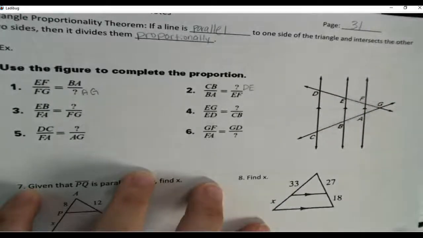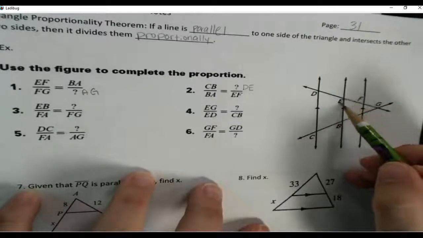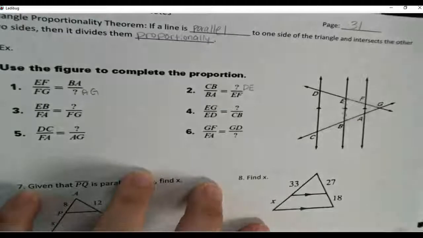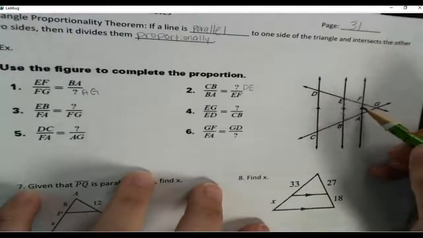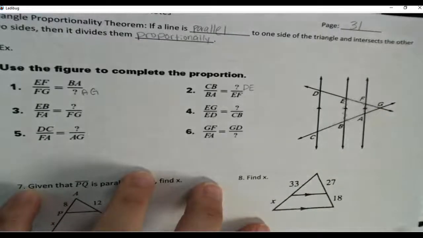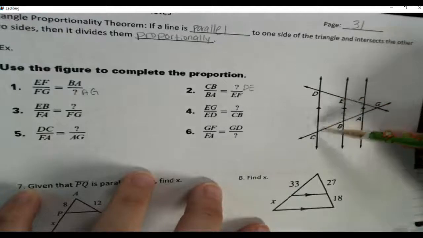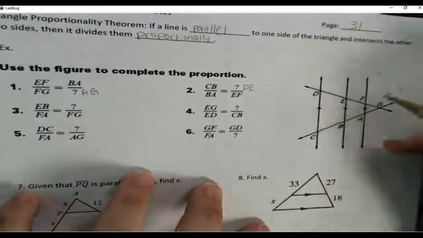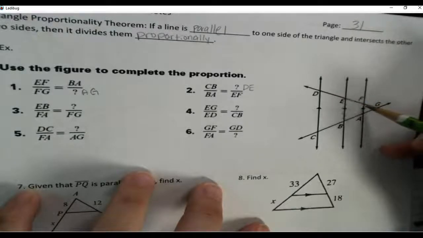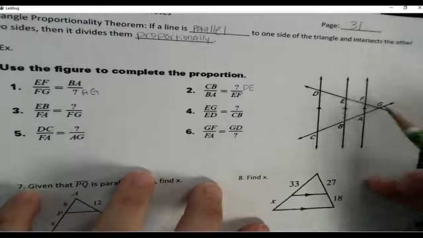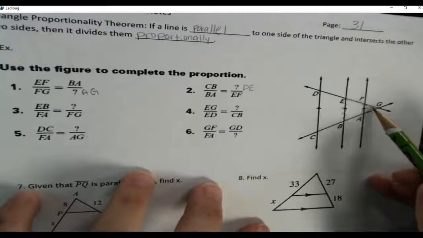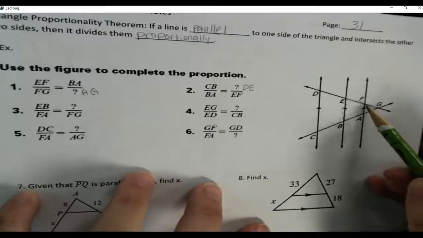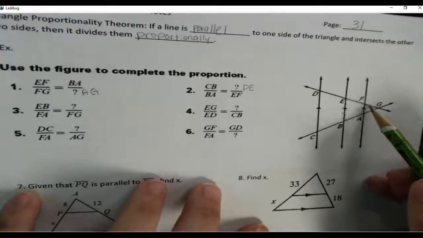So let's look at our next one. Our next one we have EB. And we have FA. Are those whole sides or pieces? Whole sides. Good. So they are whole sides. They aren't cut up. So now my next one is FG. FG is the whole side of this tiny triangle.